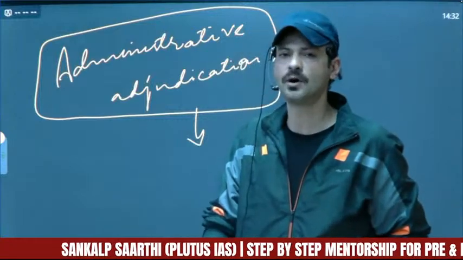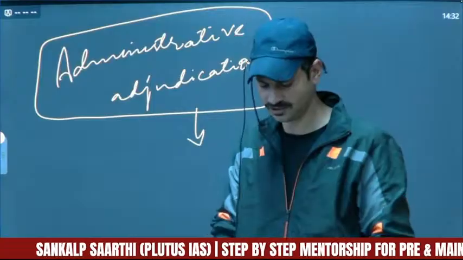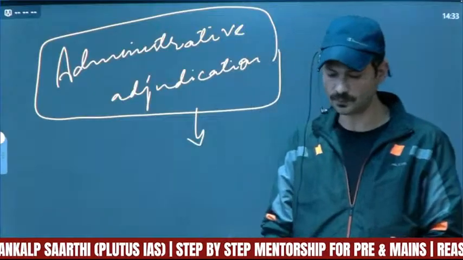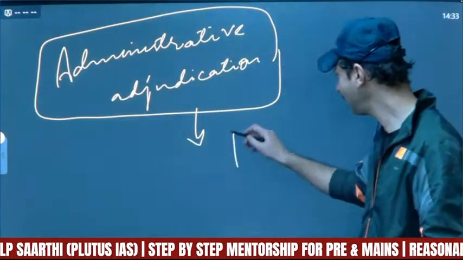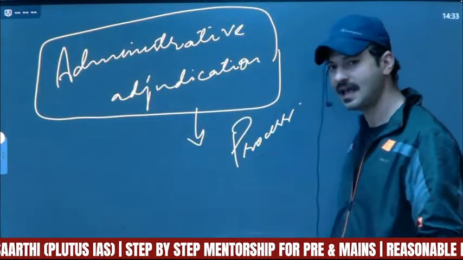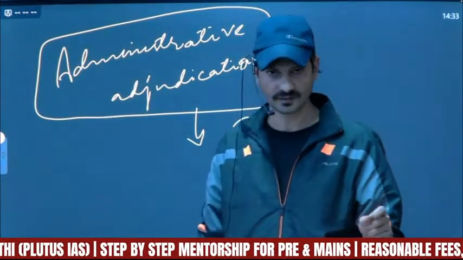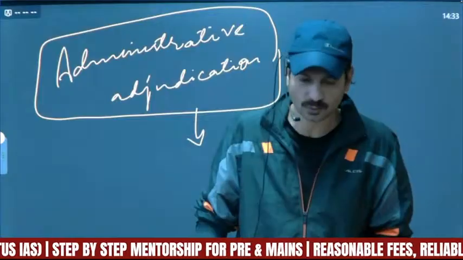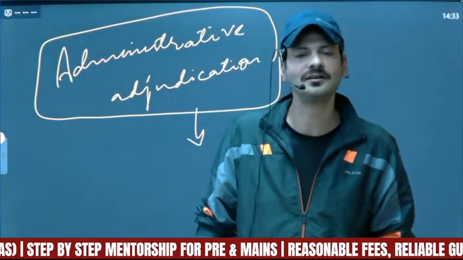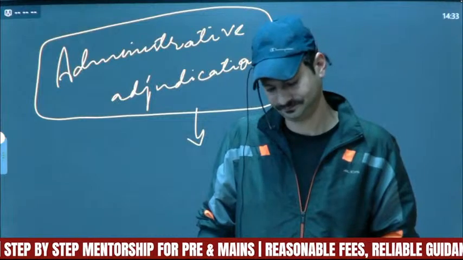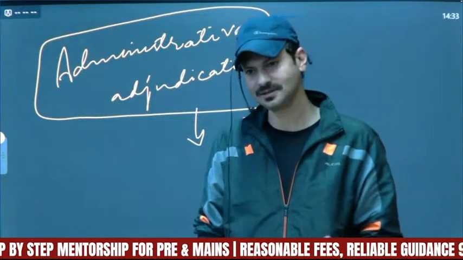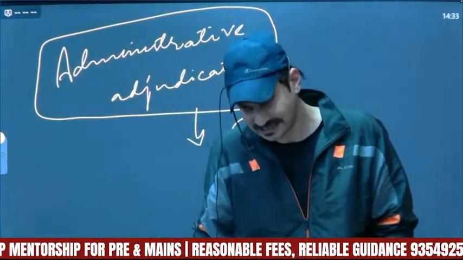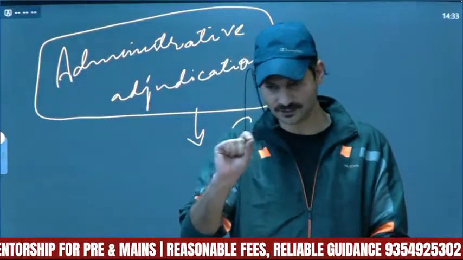Now we are embarking upon understanding administrative adjudication. So this administrative adjudication refers to the process by which administration resolves disputes and determines rights through quasi-judicial procedures. In simple terms, it is a process where administrative agencies perform judiciary-like functions.